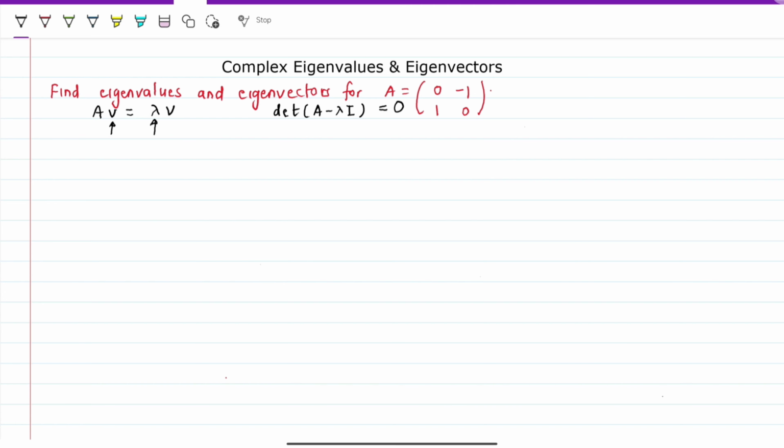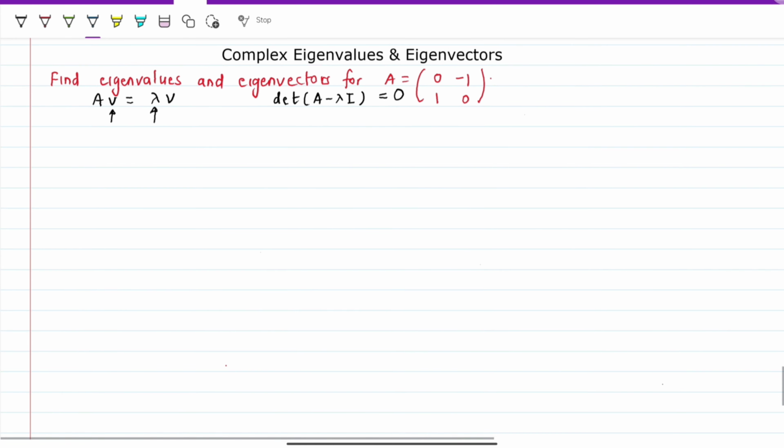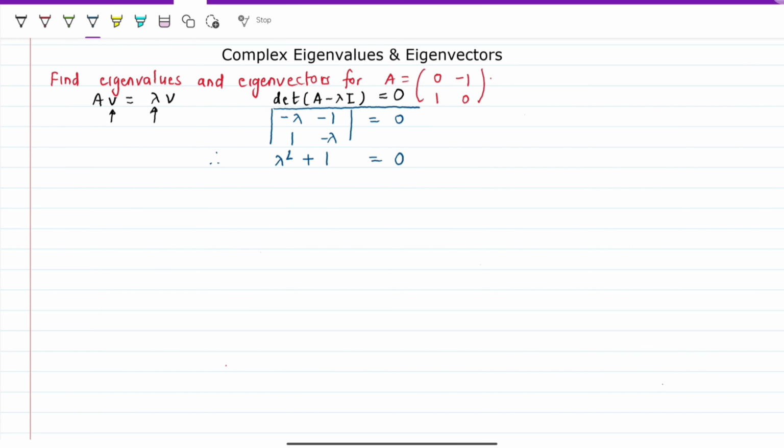Consider the given matrix. We will be finding its eigenvalues and also the corresponding eigenvectors. To find the eigenvalues, we will start with solving the characteristic equation, which is given by determinant of A minus lambda I is equal to 0. And in this case, we get determinant of negative lambda, negative 1, 1 and negative lambda is equal to 0. Therefore, we get lambda squared plus 1 is equal to 0. And we know that the roots of this equation are lambda 1 is equal to i and lambda 2 is equal to negative i, which are complex in nature.